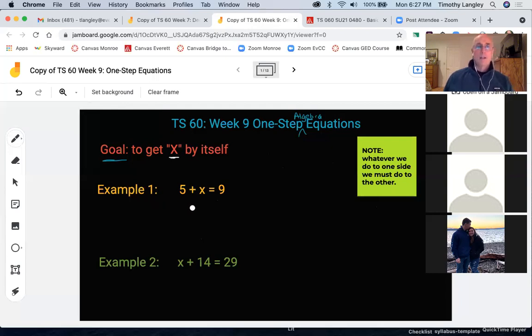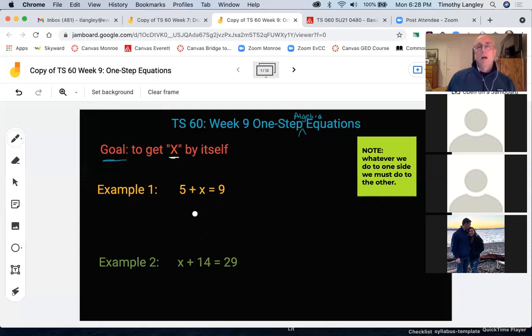Now I want you to look at example number 1 here. It says 5 plus X equals 9. Hopefully at this point in your math expertise, you can go, well, 5 plus 4 is 9, so X has to be 4, right? You could do that in your head. But I want to teach you how to do it algebraically.